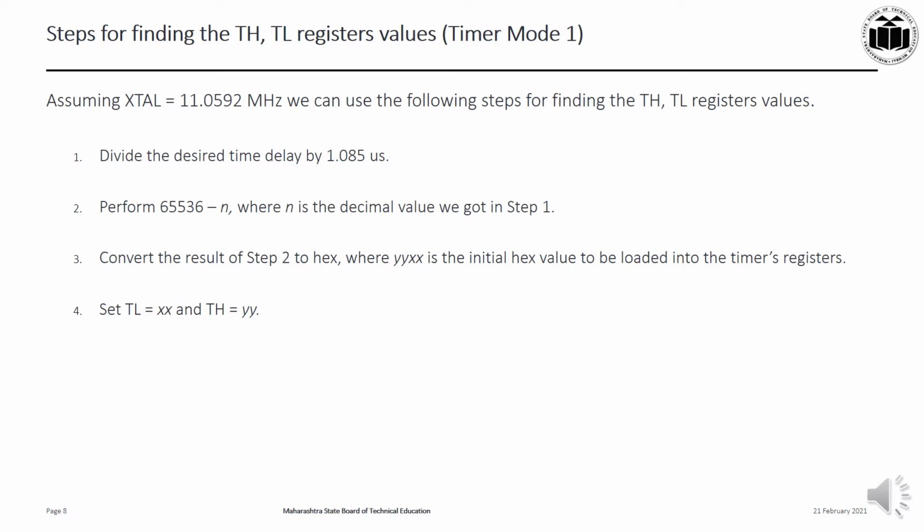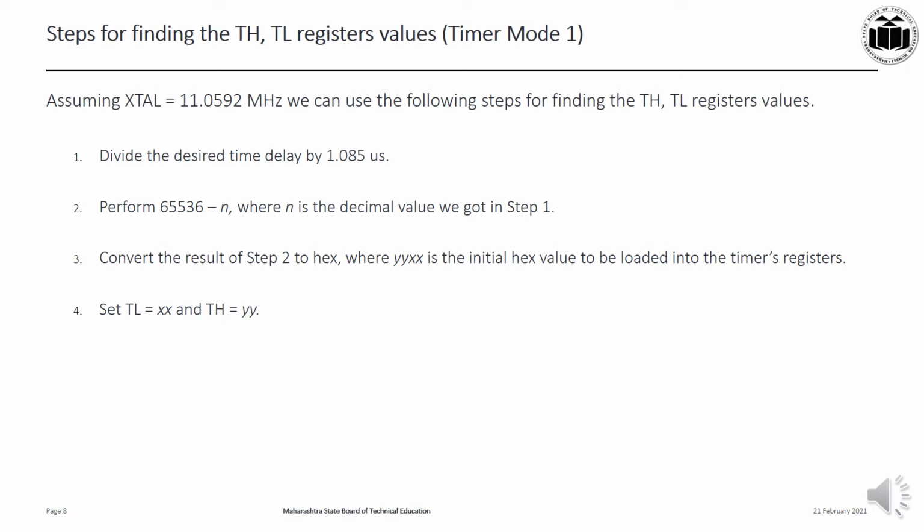Now we will see what are the steps for finding the value to be loaded into the TH and TL registers in timer mode 1. Assume XTAL is equal to 11.0592 megahertz. So the time period will be equal to 1.085 microsecond.